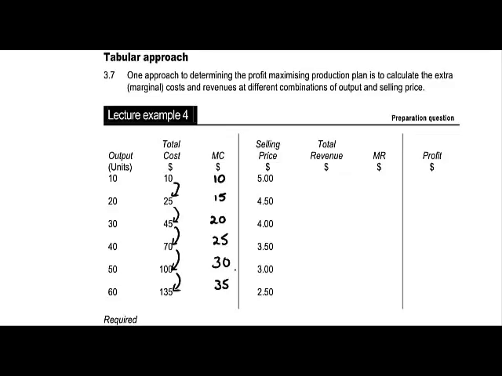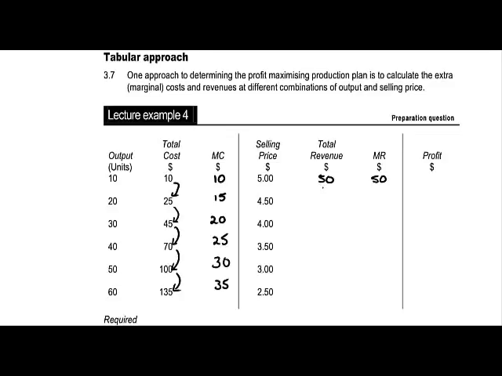Then we do the same sort of idea with the selling price, because what's happening, you can see, is our selling price is going down so that we can sell more. So our total revenue is 50. So obviously we've gone from 0 to nothing. So there's our marginal revenue.